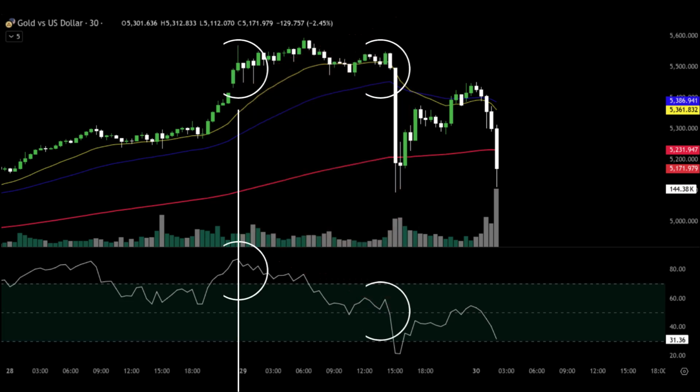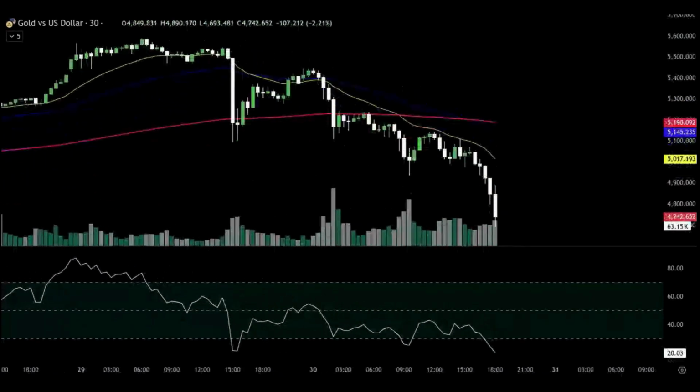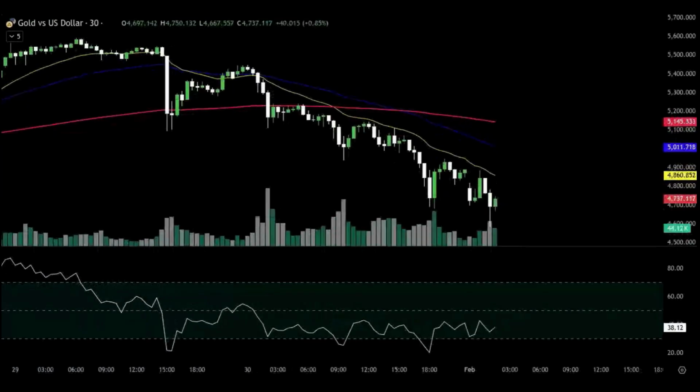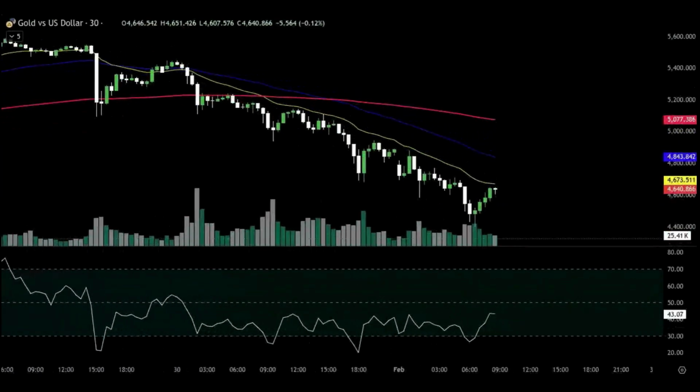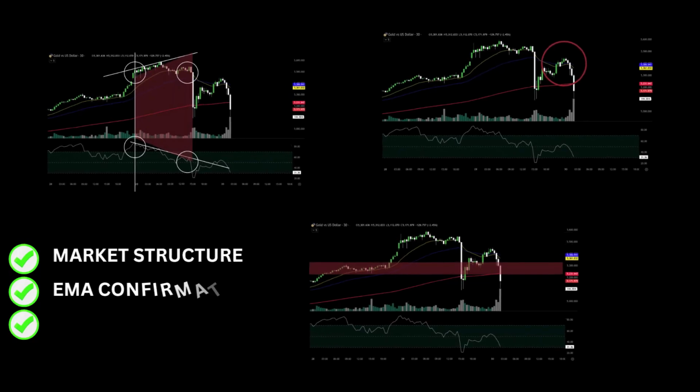Think of it like a car climbing a hill. The car is still moving. But it is losing power. When RSI and price disagree, we should pay attention. Now we have 3 confirmations.